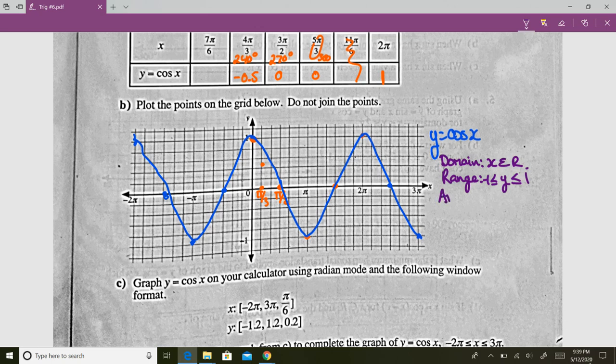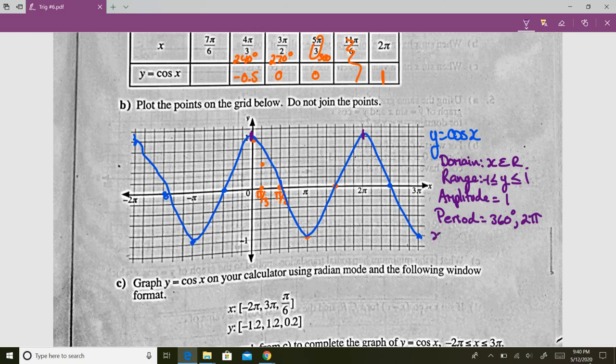The amplitude, max minus min, 1 minus -1, divided by 2 is 1. The amplitude is 1. The period, how often does it repeat? Well, from here to here is 2 pi or 360. Could be 2 pi.